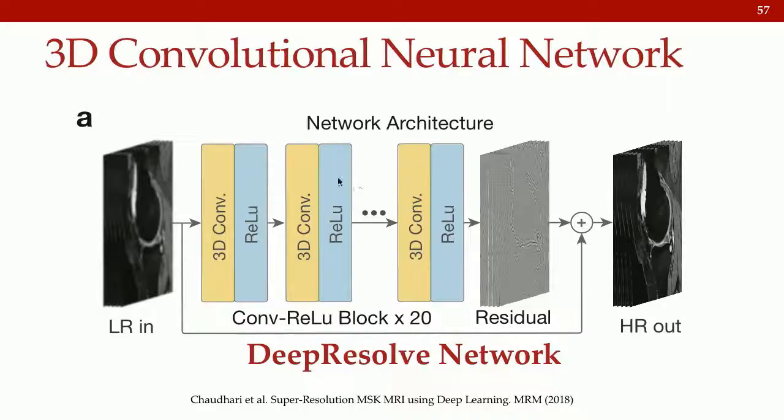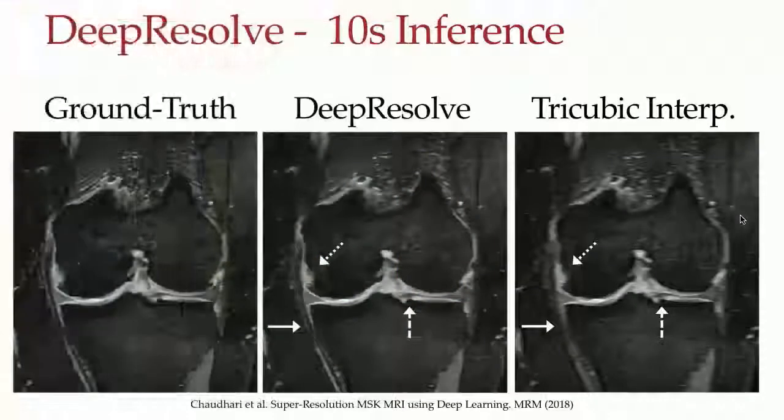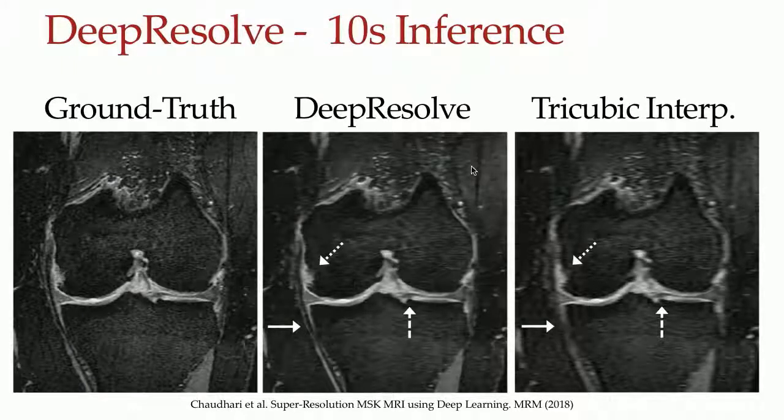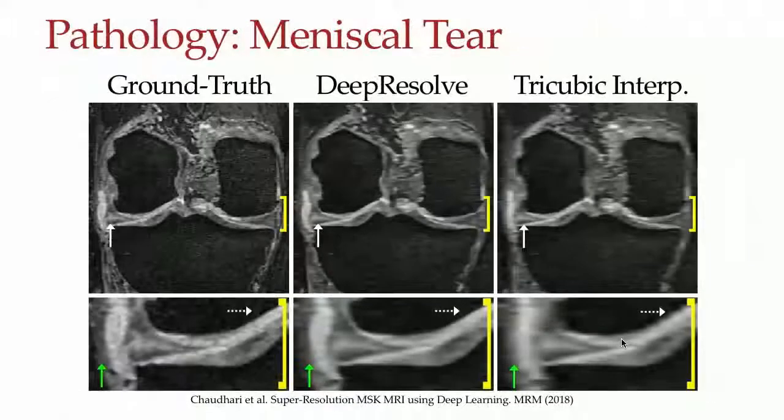This is what the DeepResolve looks like. The most important point here is the low resolution images go in and the high resolution images come out after this learning reconstruction. So on the left is a ground truth image. This is the 0.7 millimeter acquisition. This is the DeepResolve reconstruction of that image. It's not quite the same as the ground truth, but it's a lot closer than the traditional interpolated image, which we might do to improve the overall slice resolution, the tricubic interpolation.